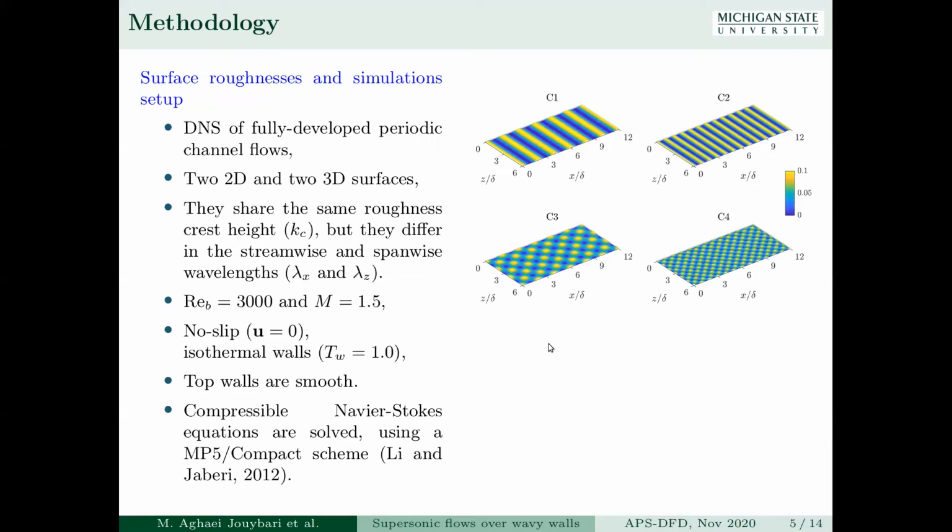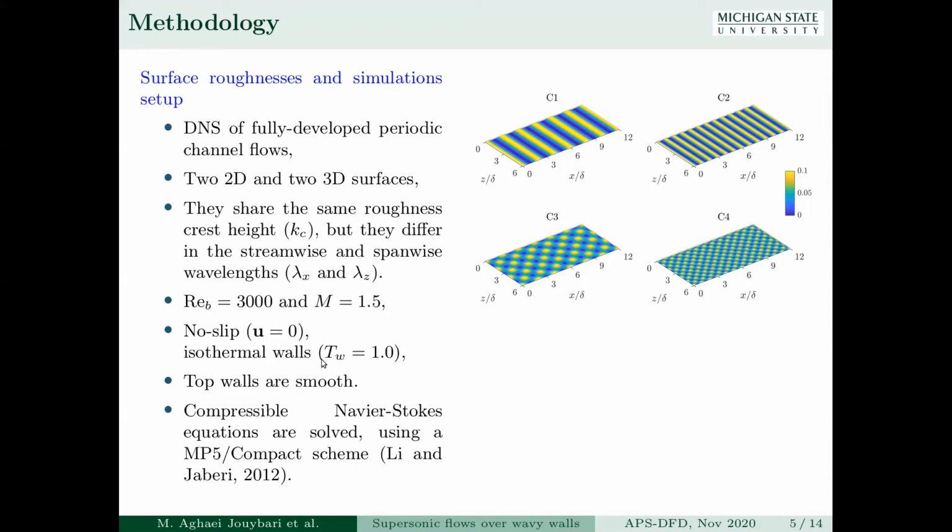For the purpose of this study, direct numerical simulations of fully developed periodic channel flows over two-dimensional surfaces, case C1 and C2, and two three-dimensional surfaces, case C3 and C4, are performed. All these surfaces share the same roughness crest height, but they differ in the streamwise and spanwise wavelength. The Reynolds bulk of the simulation is set to be 3,000. It is based on the bulk velocity and bulk density. And the Mach number based on the bulk velocity and the speed of sound at walls is set to be 1.5.